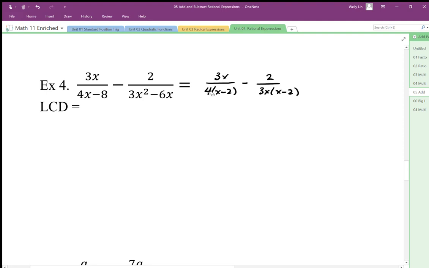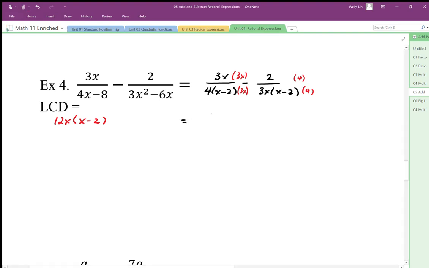Now, when I look at these two factors, what's missing? Well, on this side, I'm missing a times 3 and a times x. So I need to times 3 times x here. On this side, I'm just missing a times 4. So I need to do times 4 times 4. So my lowest common denominator works out to be 12x times x minus 2. And that x minus 2 represents a factor. Since it's a common factor, we don't need to multiply any more of those in, but we need to keep track of that.